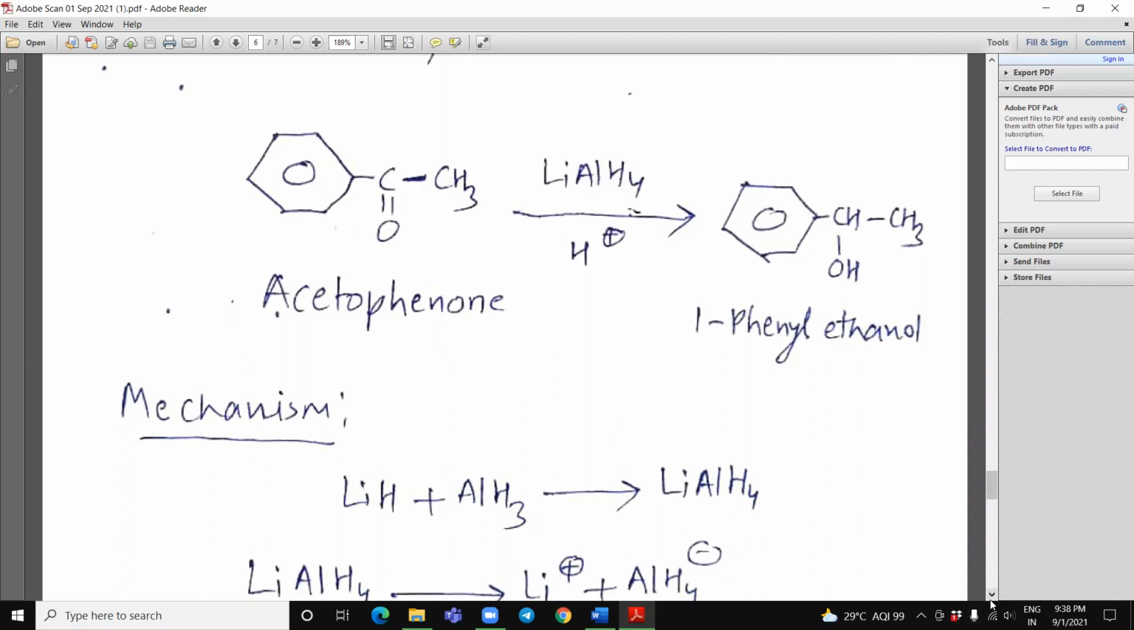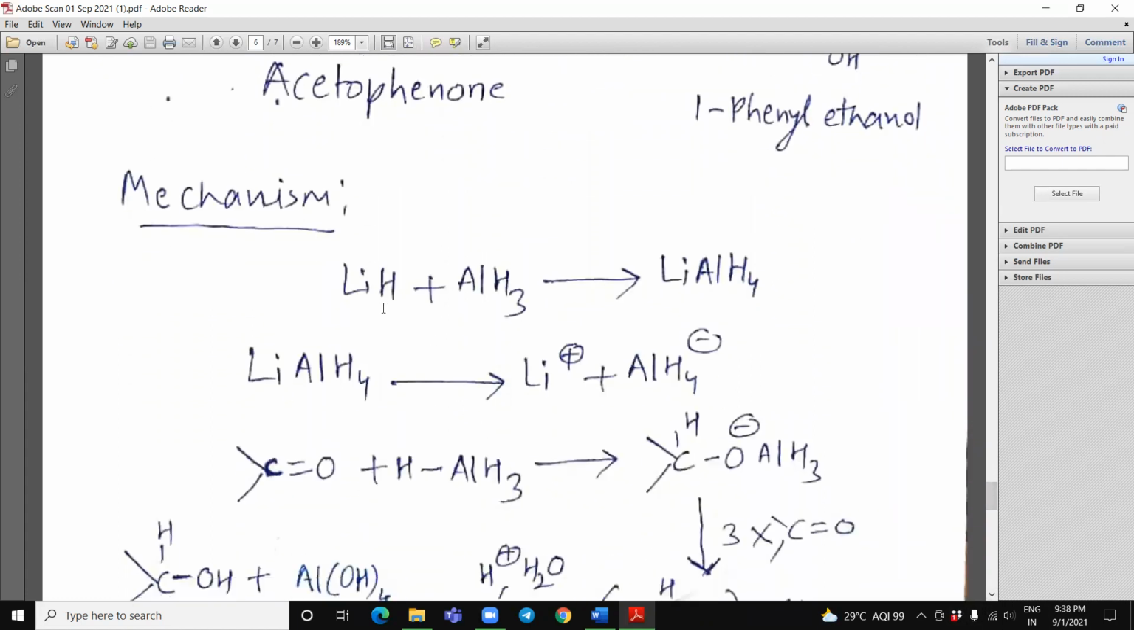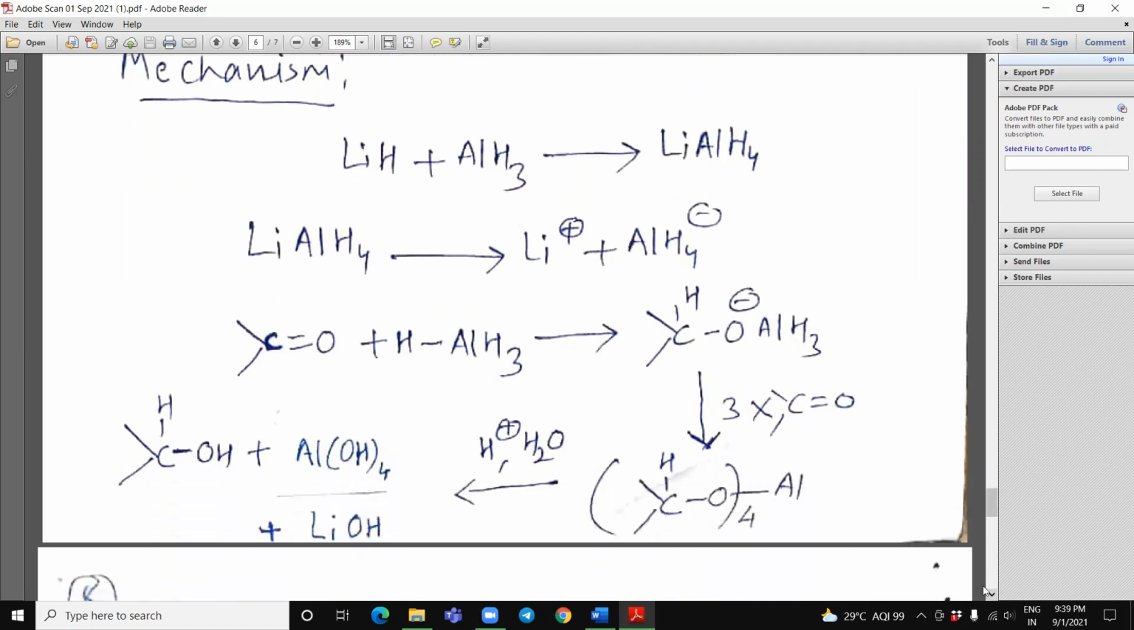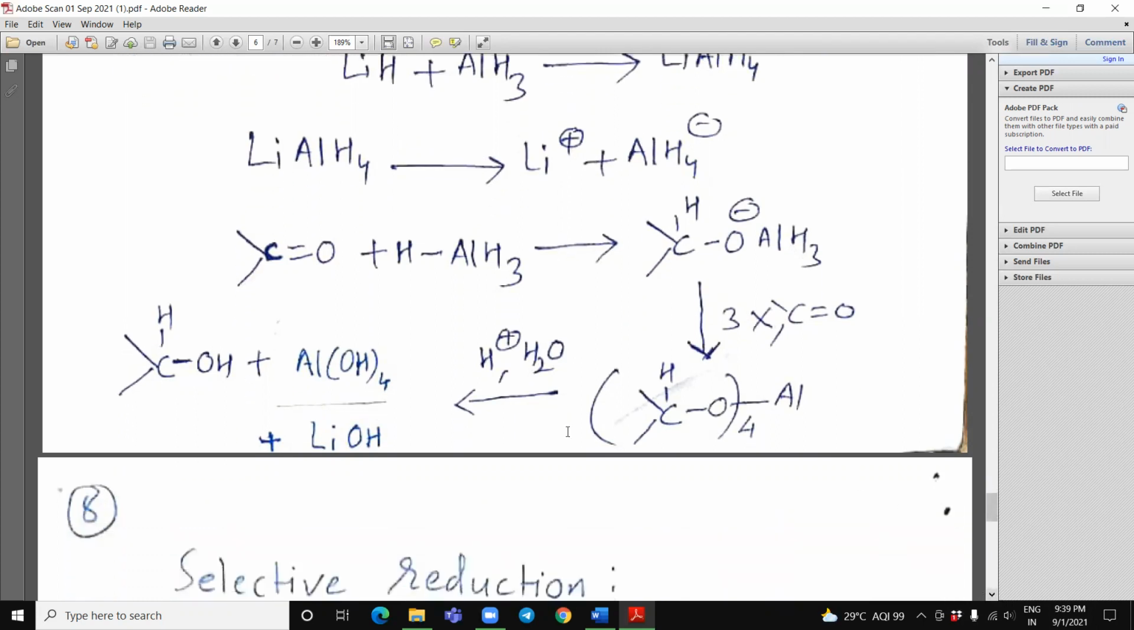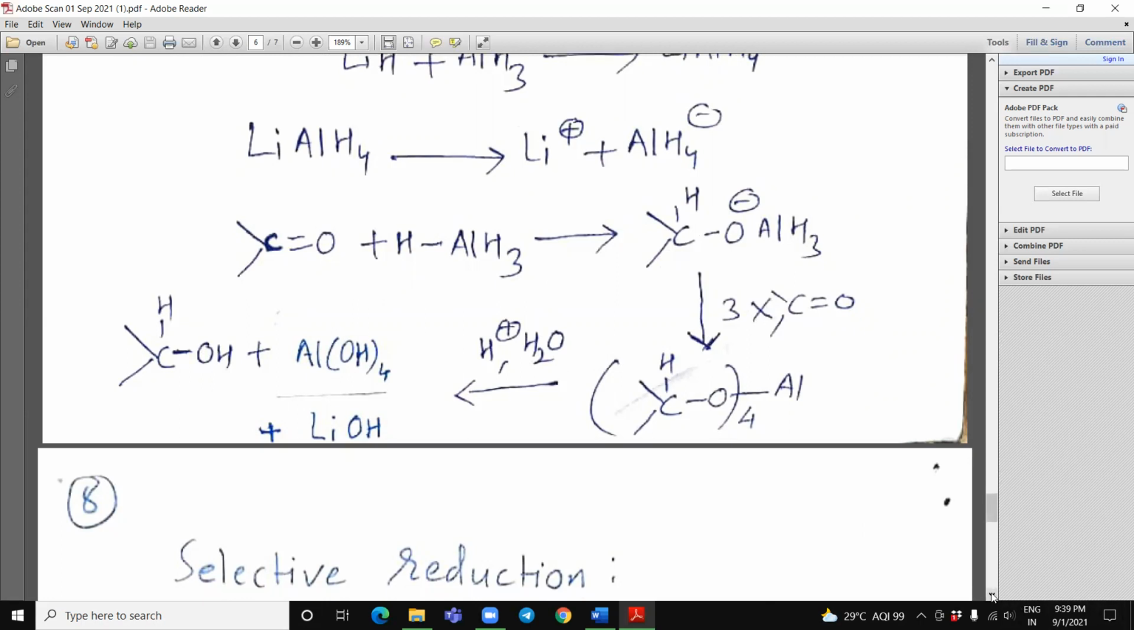Mechanism: how lithium hydride will react with aluminum hydride and form lithium aluminum hydride. This lithium aluminum hydride decomposes into lithium ion and aluminum hydride. This aluminum hydride will react and form this complex, and then with 3 molecules of carbonyl it will form this intermediate, and then on hydrolysis it will form this alcohol, aluminum hydroxide, and lithium hydroxide.